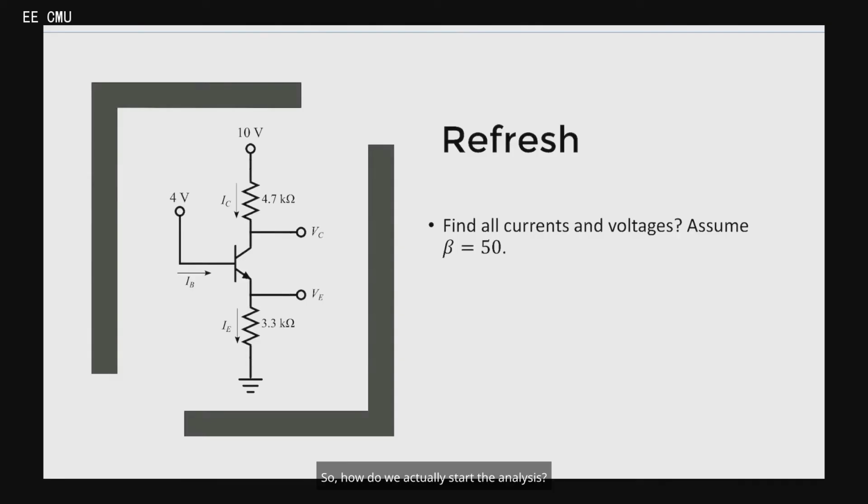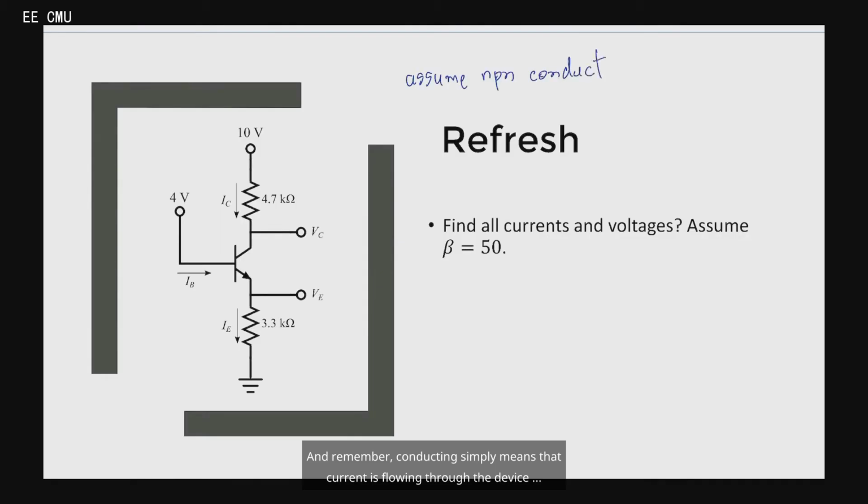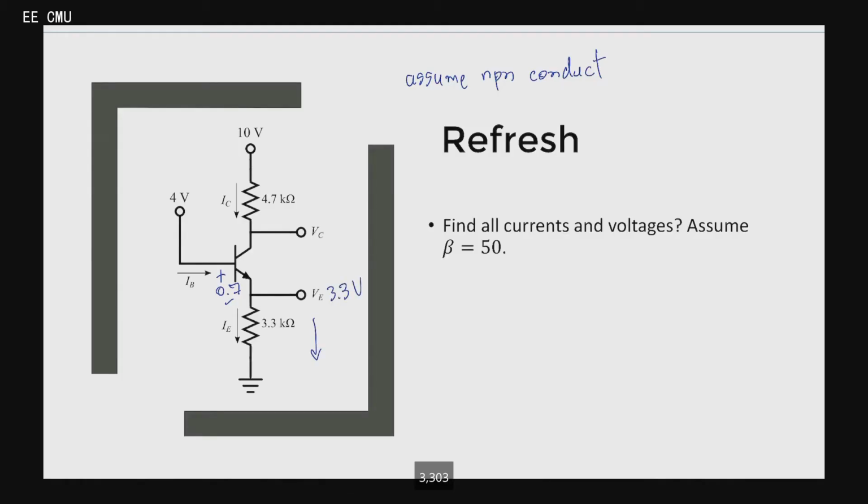So how do we actually start the analysis? We start by assuming that the NPN transistor is currently conducting. And remember, conducting simply means that current is flowing through the device. What does that mean? It means the voltage drop across here is 0.7, right? So we get VE here, which is how much? 3.3 volts. And what about the IE current? How much? Let's start with the math. 3.3 volts divided by 3.3k ohms equals 1 milliamp, right? Is that correct? Yes, it is.